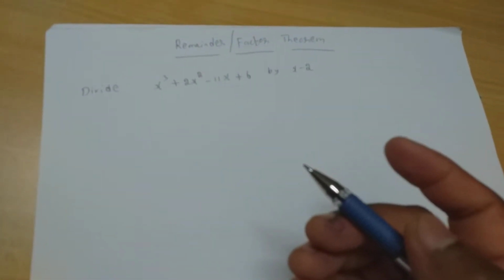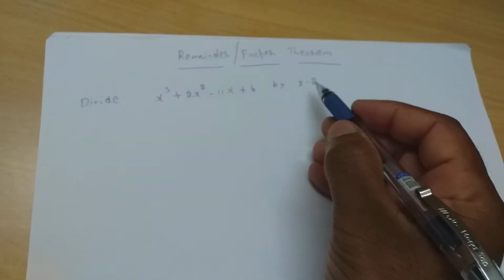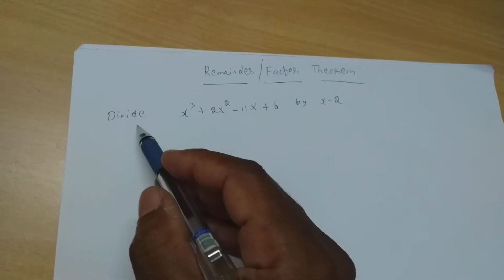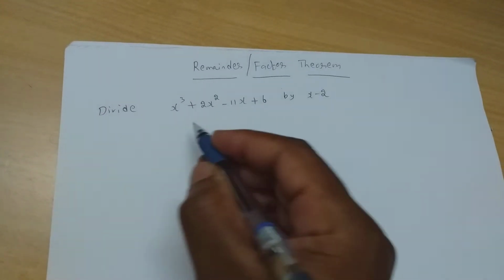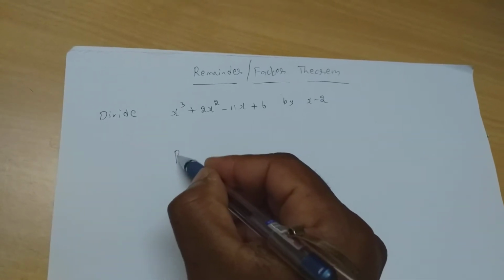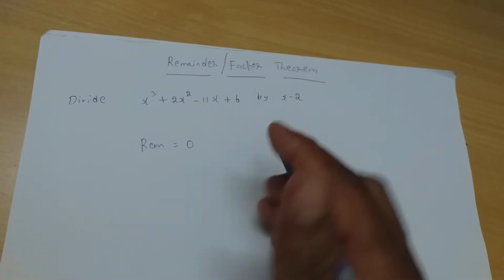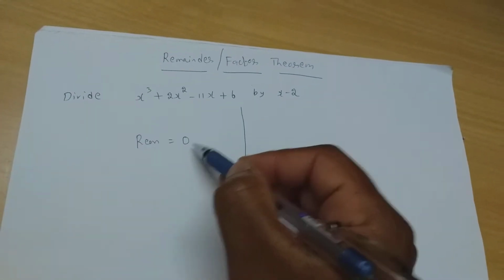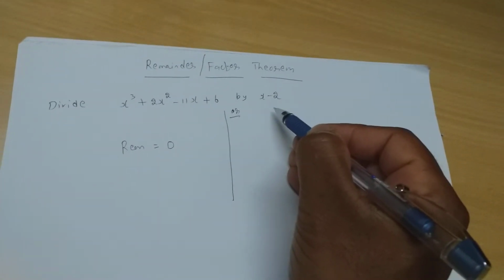Good morning, students. Today's topic is remainder and also factor theorem. In the earlier polynomial video, I told you how we divide this by this divisor, and we got the remainder to be 0, right? After dividing, we came to know that the remainder is 0. Instead of that, I could use the remainder theorem to find the remainder.